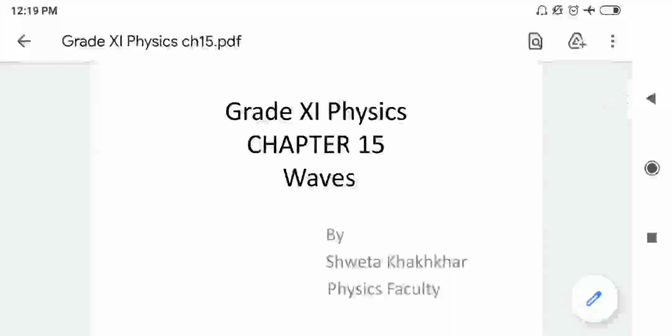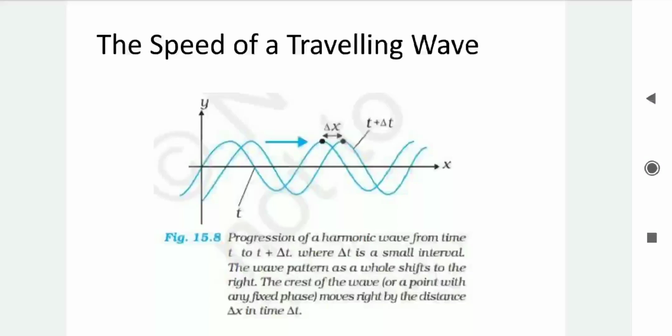Here we are going to start the new session of chapter 15, waves. Now let us understand the speed of a traveling wave. Here let us consider a wave moving from its origin point towards the x direction.